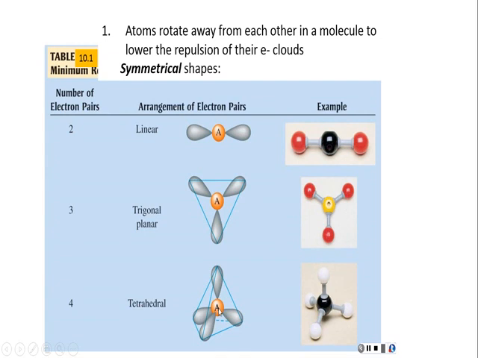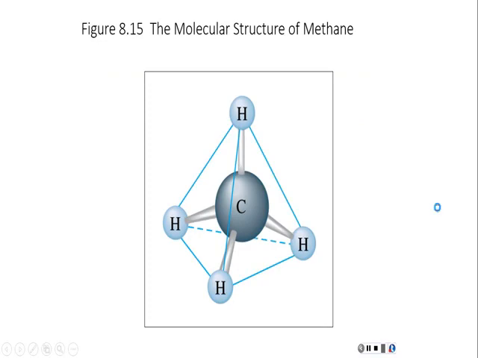And the third one we have down here is called tetrahedral. Here we have a central atom with four electron pairs all involved in bonding. And you can see that represents carbon and our four hydrogens. So these are nice symmetrical shapes. And again, the key is the central atom. Let's take a look at some others now.